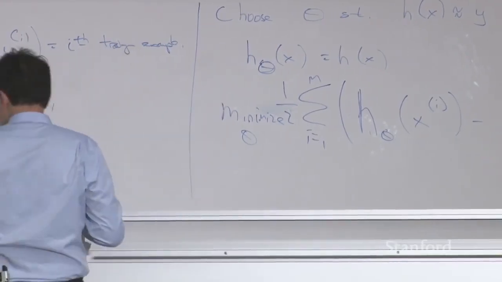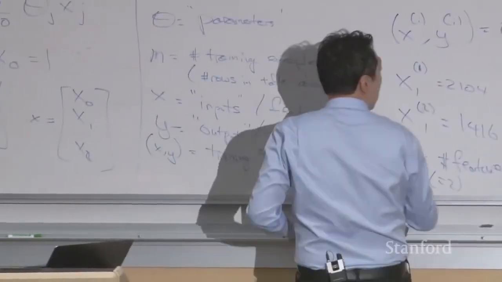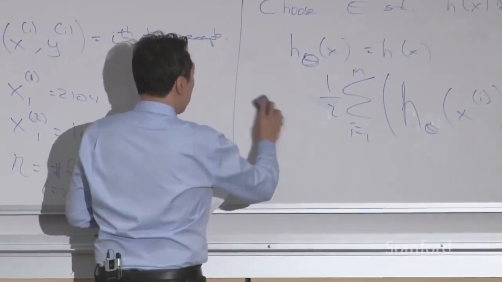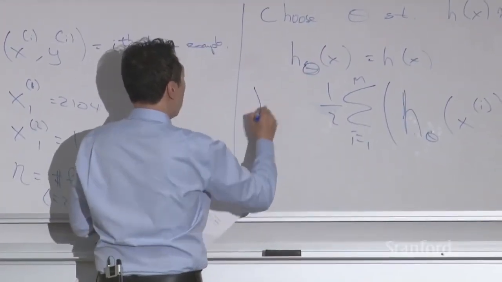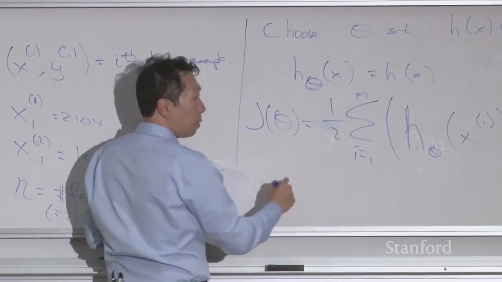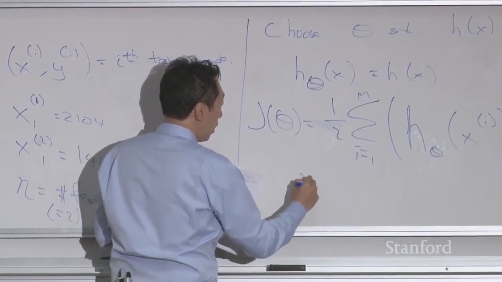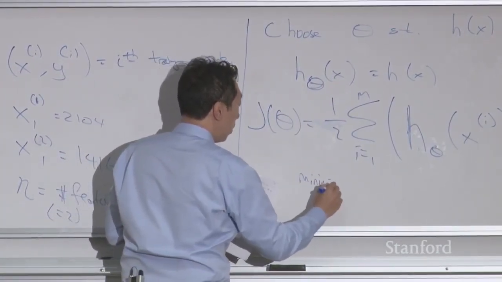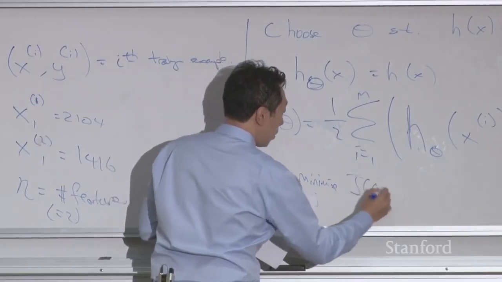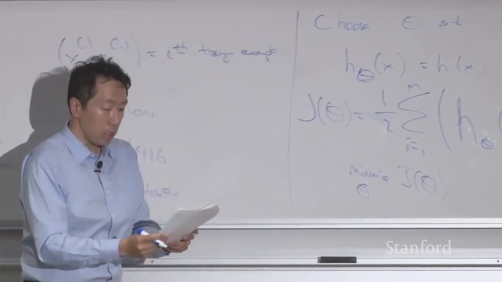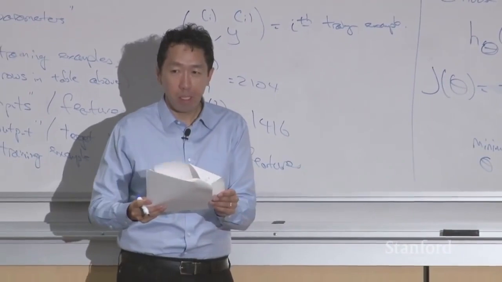Okay? And so in linear regression, I'm going to define the cost function J of theta to be equal to that, and we'll find parameters theta that minimize the cost function J of theta.